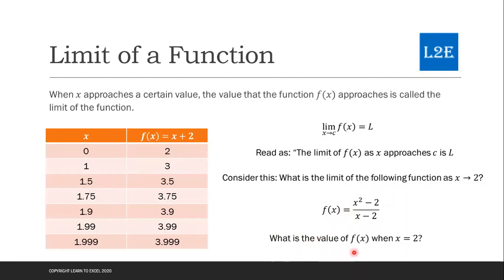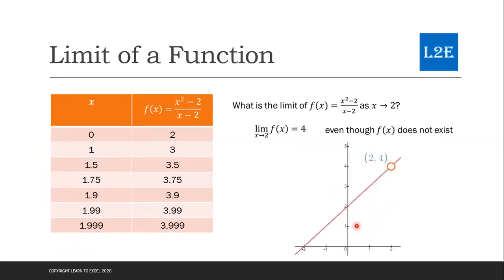Because if you substitute 2 for x, what do you get? If you find out the value of f of x at x equal to 2, you are getting 0 for the numerator and 0 for the denominator. So it doesn't work. 0 over 0 is undefined. So the limit of this function, as you can see, is not as simple as we thought it would be. It's not as simple as just plugging in the number. So how do we figure that out?